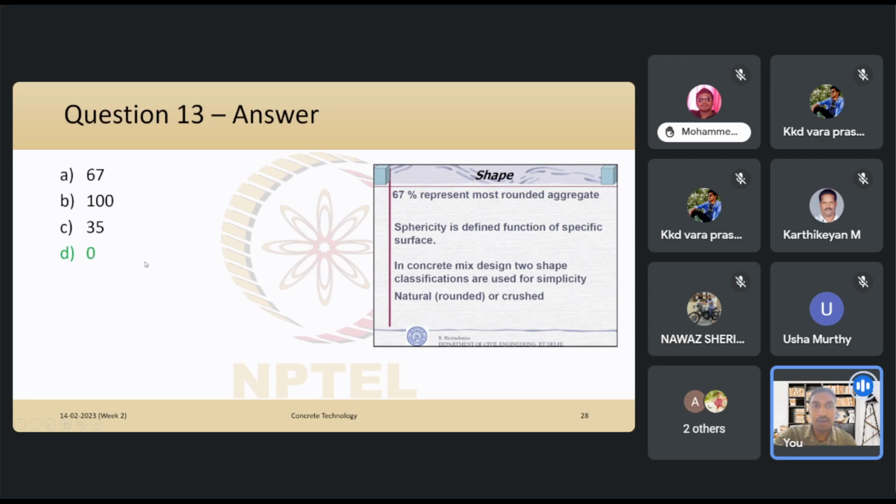So the most rounded aggregates are our baseline. With respect to that, we can see how irregular the other shapes are from the angularity number. If that number is higher, it means they are less spherical or more irregular. Because the most rounded aggregates are our baseline, this number is 0, and anything greater than that will be less spherical or more irregular. That's why it is 0 for the most rounded aggregates.